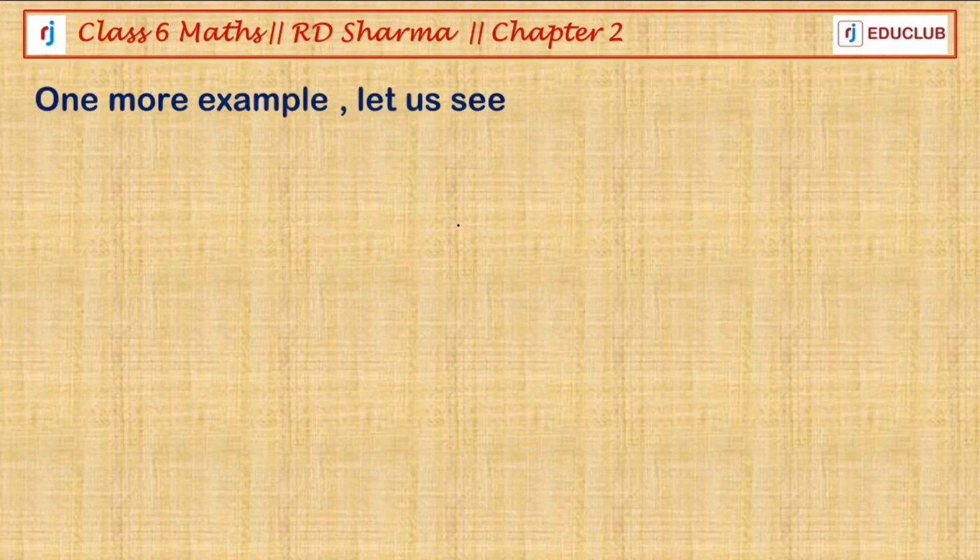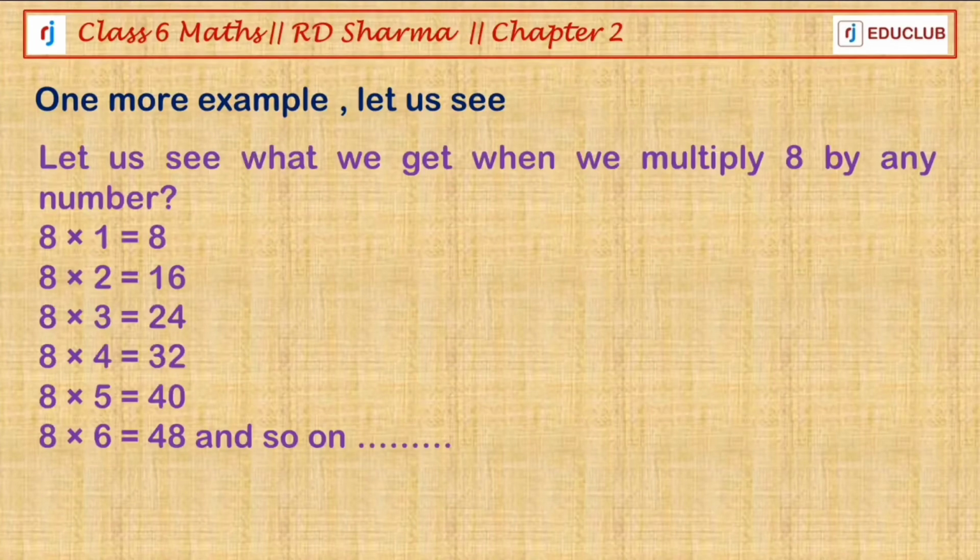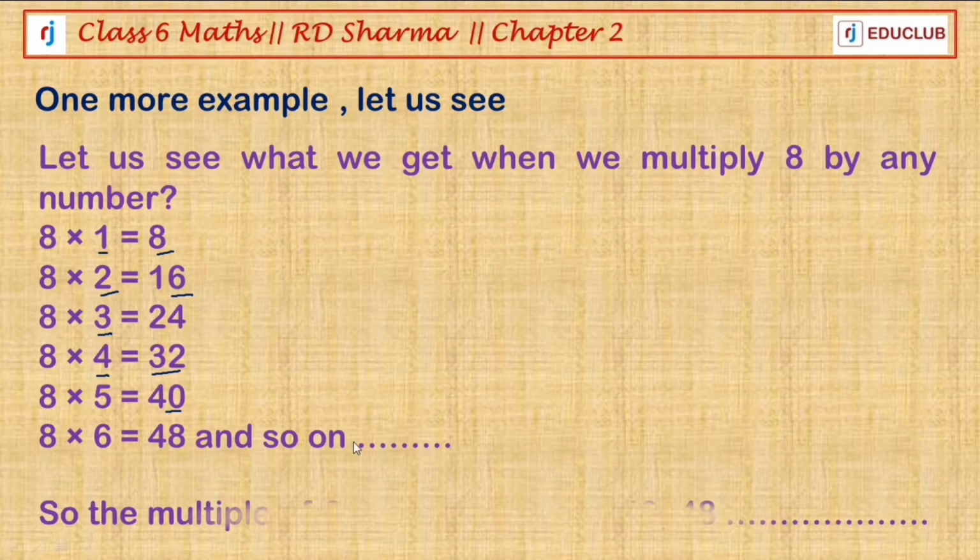One more example, let us see what we get when we multiply 8 by any number. 8 multiplied by 1, we get 8. 8 multiplied by 2, we get 16. 8 multiplied by 3, we get 24. 8 multiplied by 4, we get 32. By 5, we get 40. By 6, we get 48 and so on. So these are the multiples of 8: 8, 16, 24, 32, 40, 48, and so on. We can multiply 8 by any number, and that will be a multiple of 8.